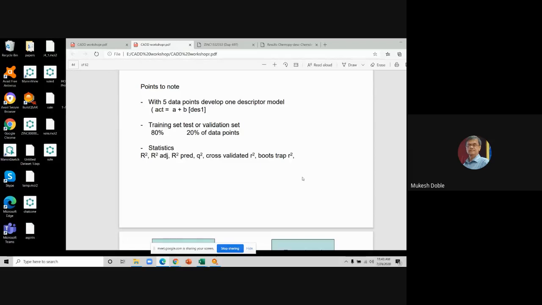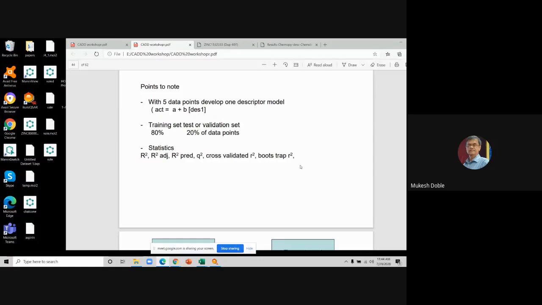Points to note. With 5 data points, develop only a one descriptor model. Don't go for 2 descriptor models. Activity should be equal to A plus B descriptor 1. It's not a good idea to make activity equal to A plus B descriptor 1 plus C descriptor 2. It's not a good idea.